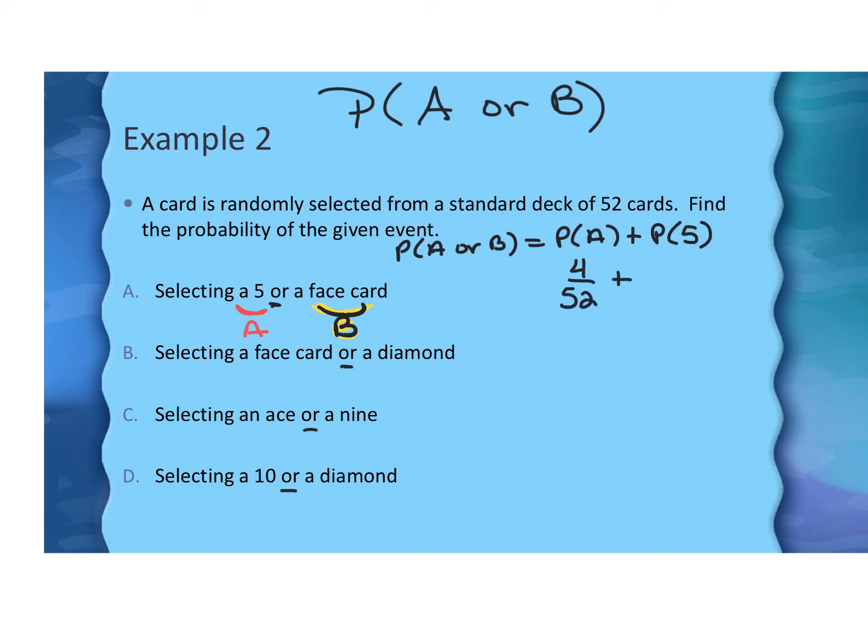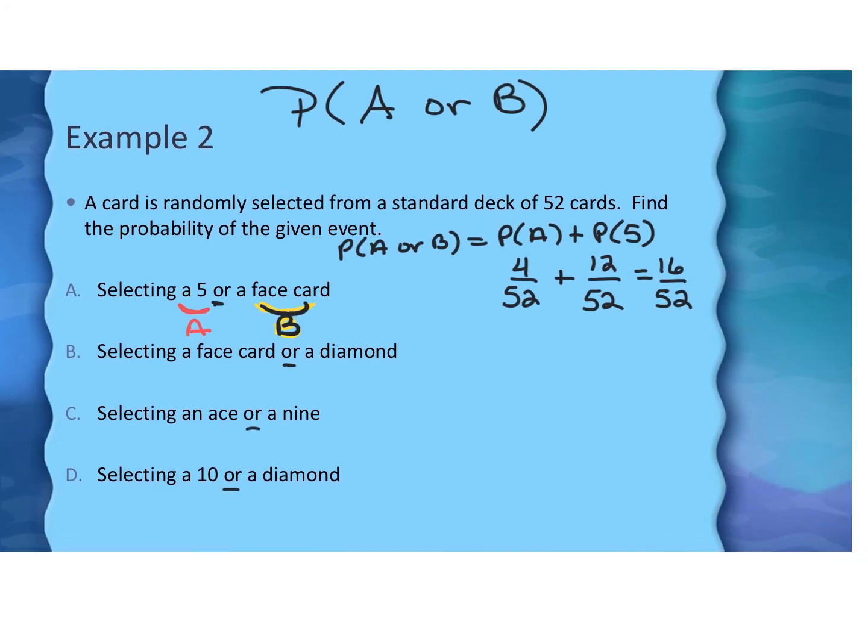And then for the face cards, Jack, Queen, King, we've got a Jack, Queen, King of spades, diamonds, clubs, and hearts. So there are a total of 12 face cards from all 4 suits. Because these are disjoint, I can't get a 5 and a face card on the same card. I'm just going to add these two. I get 16 over 52. I can reduce this by dividing them both by 4, and this will simplify to 4 over 13.